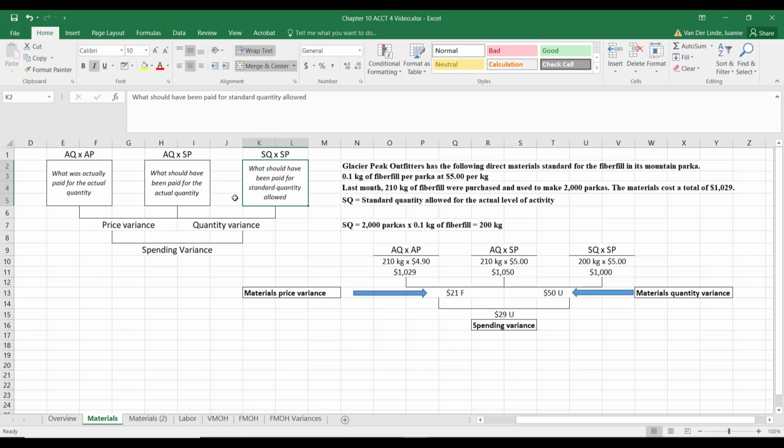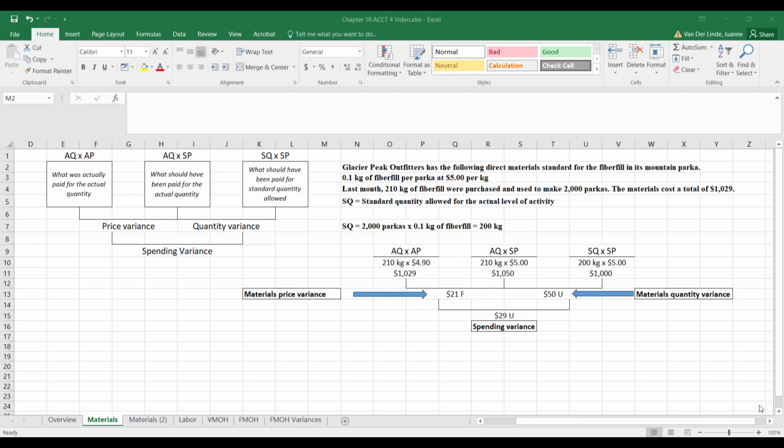An important note to make: when you see standard quantity, SQ, in this chapter, it refers to the standard quantity allowed for the actual level of output or the actual level of activity. If you're talking about materials, how many pounds of materials should we have used based on standards for the actual level of activity? If you're talking about labor or variable overhead, how many labor hours should we have used for that actual level of activity? When you compare these two, you're finding that quantity variance. Taken together, these two add up to our overall spending variance.